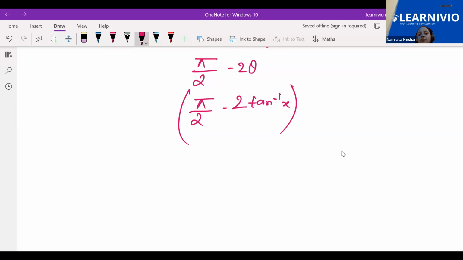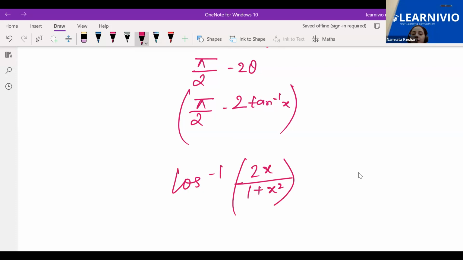Suppose we have cos inverse of 2x over 1 plus x square. What to take? Convert x into tan theta. 2 tan theta by 1 plus tan square theta will give us sine 2 theta, and we can convert it into cos. Okay? Yes.